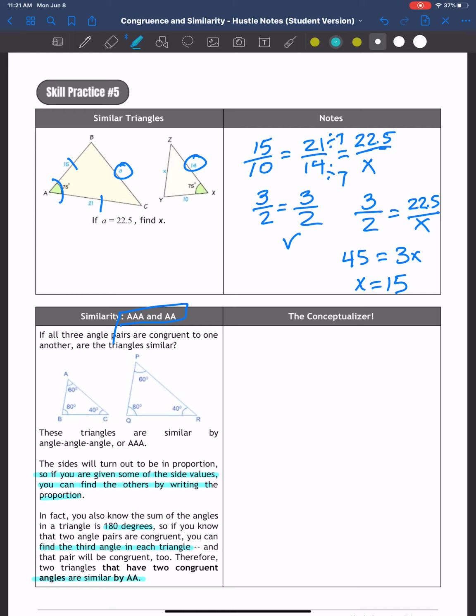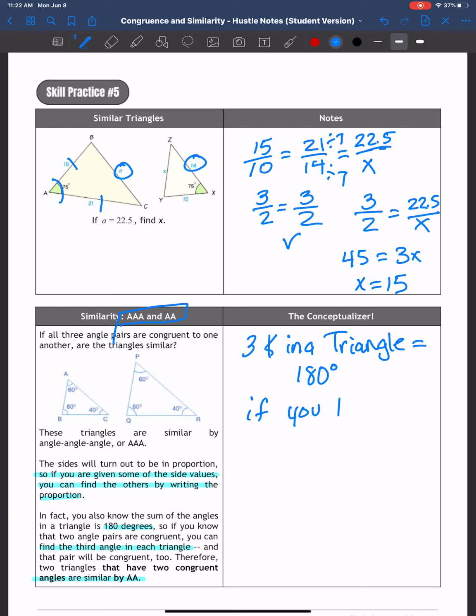So this is how this works. Remember, when you have 2 angles or 3 angles in a triangle, all 3 angles equal 180 degrees. 3 angles in a triangle, only a triangle, equal 180 degrees. If you know 2 are congruent, the third will be as well.